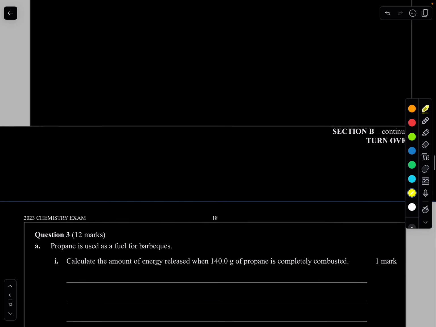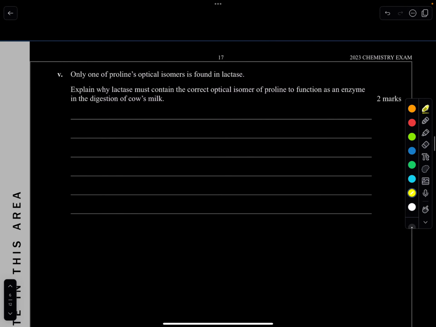Next question, this is the last one, for question 2. Only one of the proline optical isomers is found in lactase. Explain why lactase must contain the correct optical isomer of proline to function as an enzyme in the digestion of milk. I think a lot of students make a big mistake here. You need to remember, if there are 2 optical isomers, one's going to be correct, and the other is often a bad optical isomer. So it's very important to have the right optical isomer. And why is that?